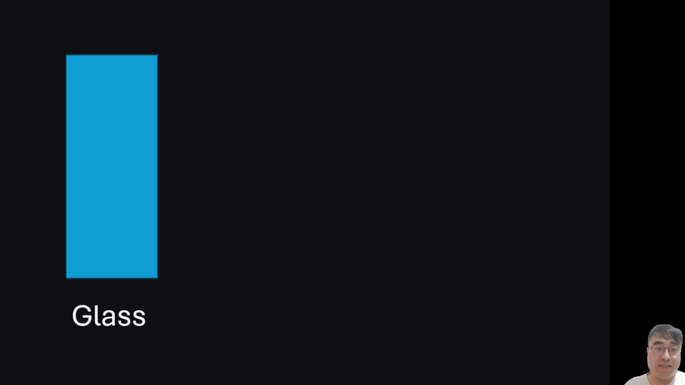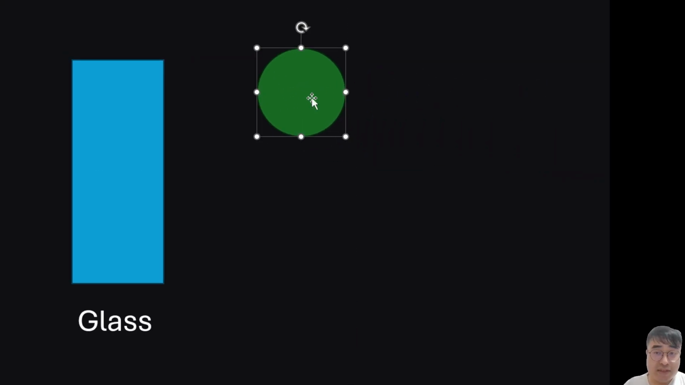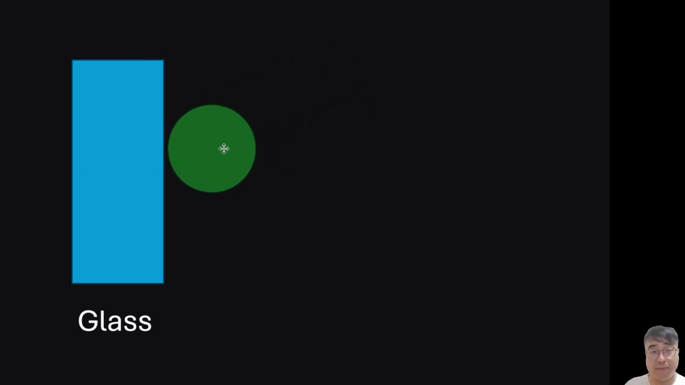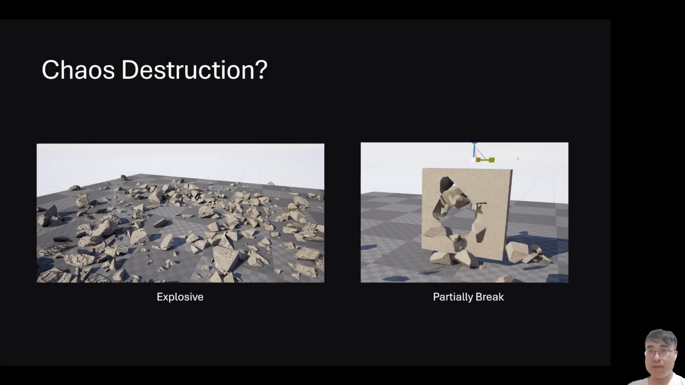Now that it looks like glass, let's make it breakable. But here is the problem. The computer doesn't know how to break a simple cube. So we are applying the Chaos Destruction. Let's talk about Chaos Destruction.